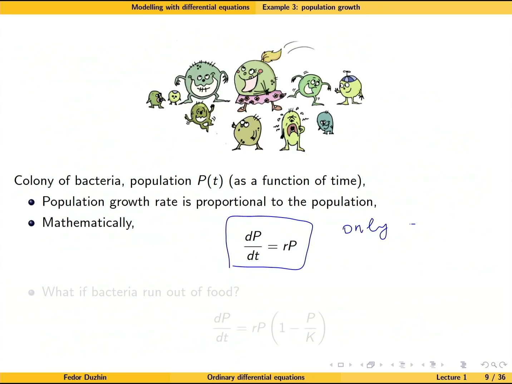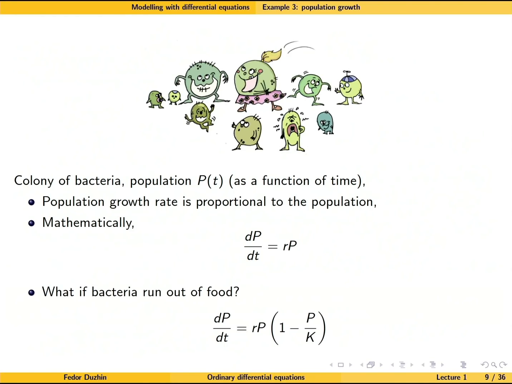So only in the beginning, right? So I will write, in the beginning of the process, P, G. But later, as the colony of bacteria grows and they run out of food, so what's going to happen then?